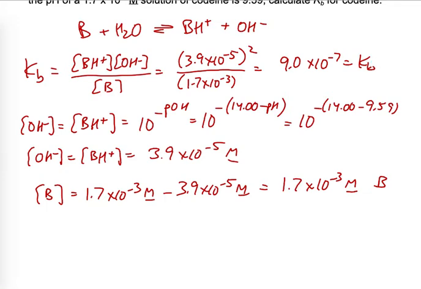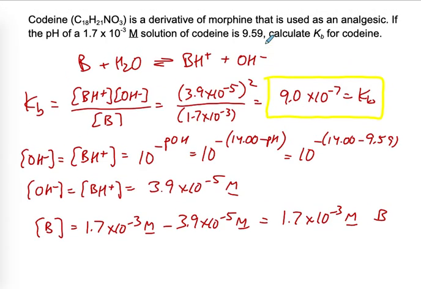Again, we use the initial concentration of the weak base and the measured pH at equilibrium to solve for the equilibrium concentrations of all components, and from that, Kb.